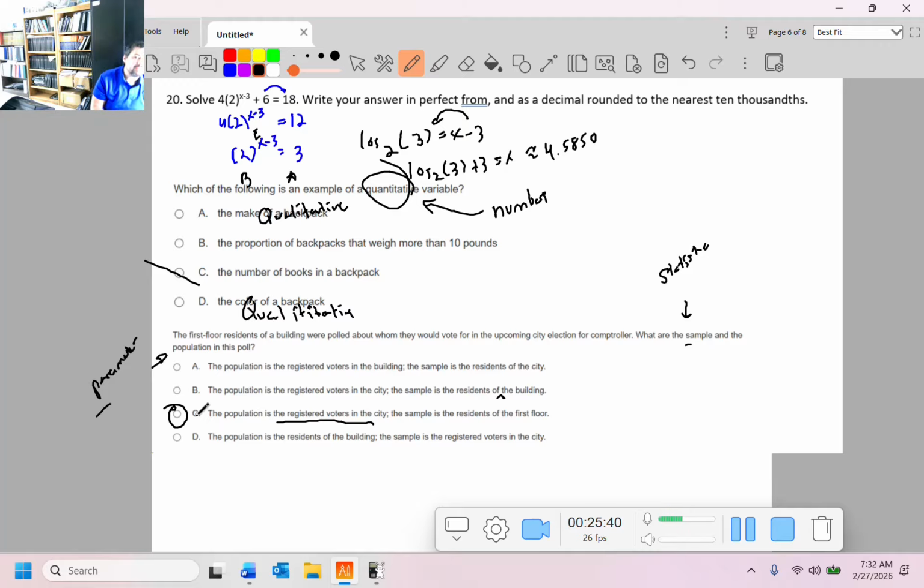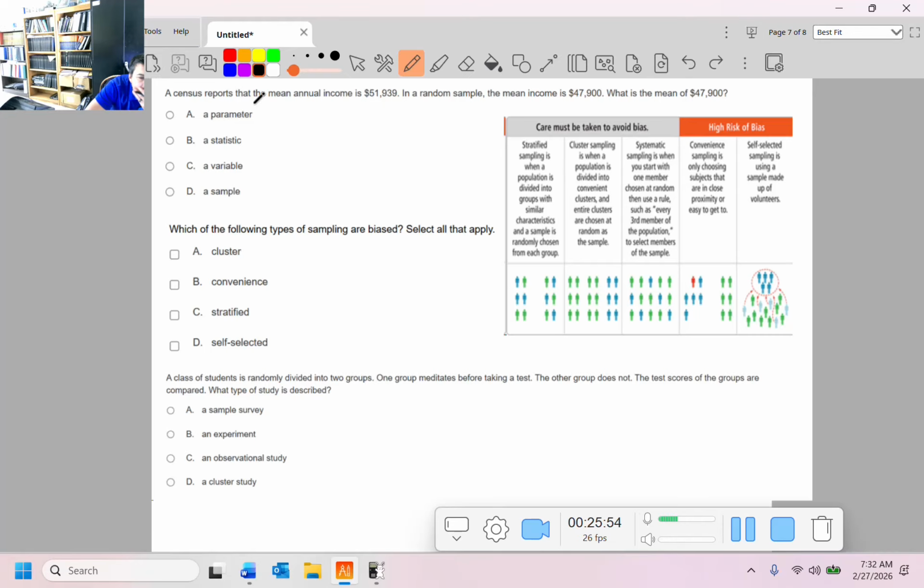What they're doing is they're walking around and they're seeing how people are going to vote, and they're going to make a conclusion based on the people they ask. They're being quite lazy about it, so there might be bias. These might be old people who are more likely to vote. All right, I got this stuff over here for you too, but a census reports the mean annual income is 52,000 roughly in a random sample statistic. They both start with an S. As a statistic. Easy peasy lemon squeezy.